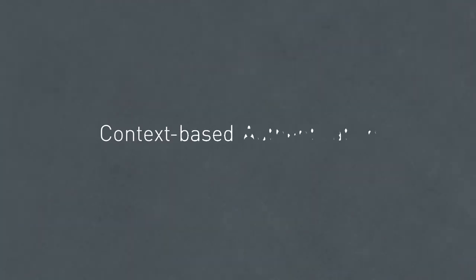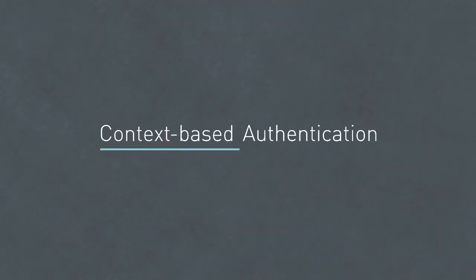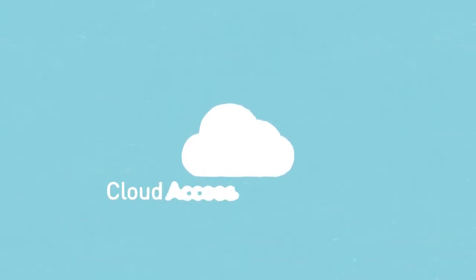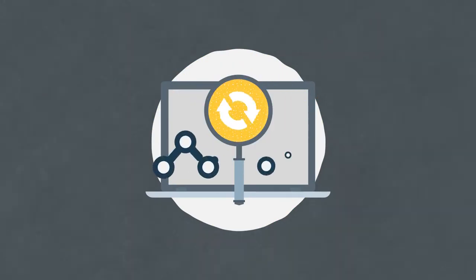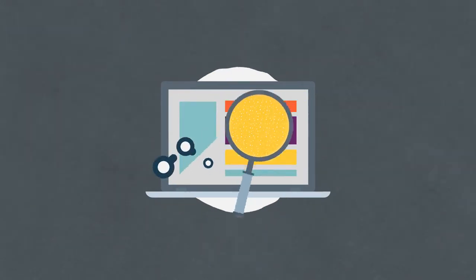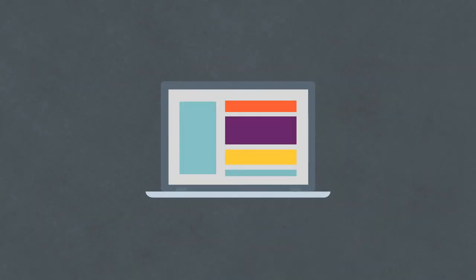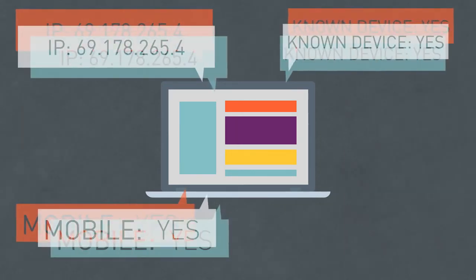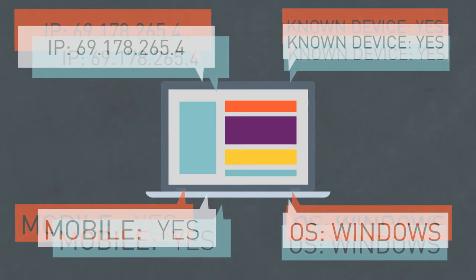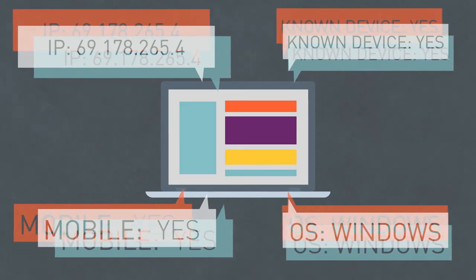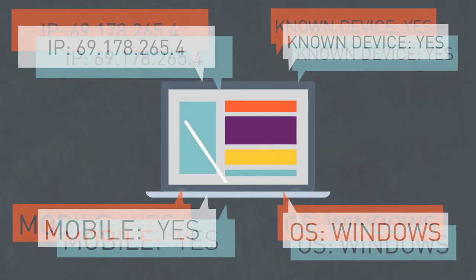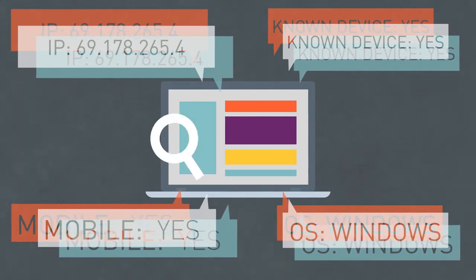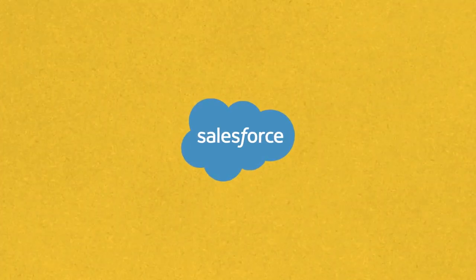Well, yes and no. So we all know what context-based authentication is, but things get interesting when context-based authentication becomes part of cloud access management. Thanks to newer technologies, authentication has become a continuous process. Continuous authentication assesses a range of attributes such as IP address, mobile parameters, known device, or operating system, continuously verifying a person's identity each time they log into an application. In fact, it can do so without the user even knowing. Let's take a look at how this works.